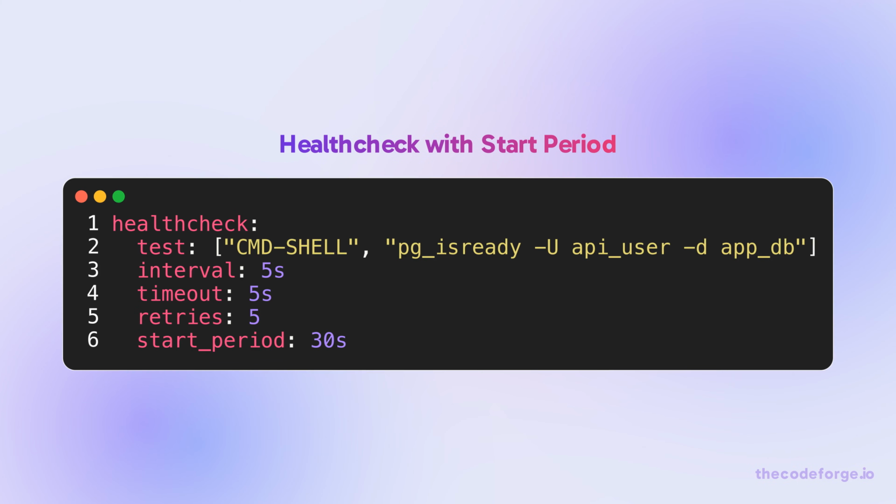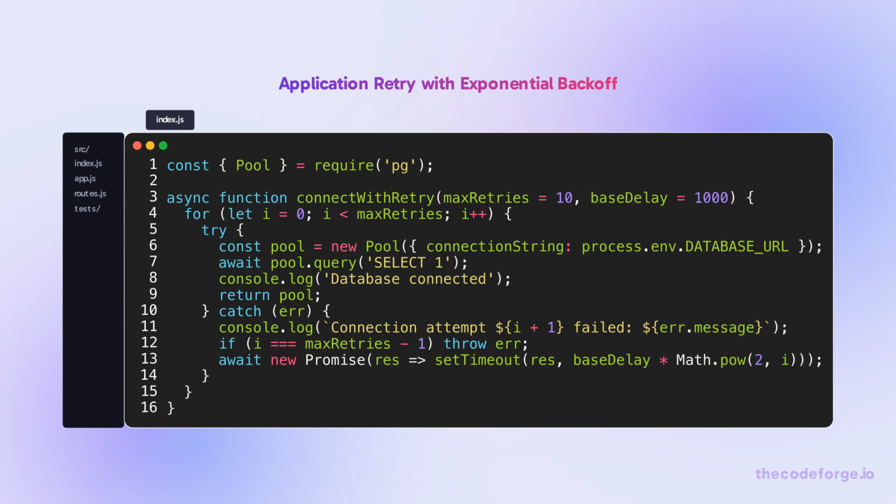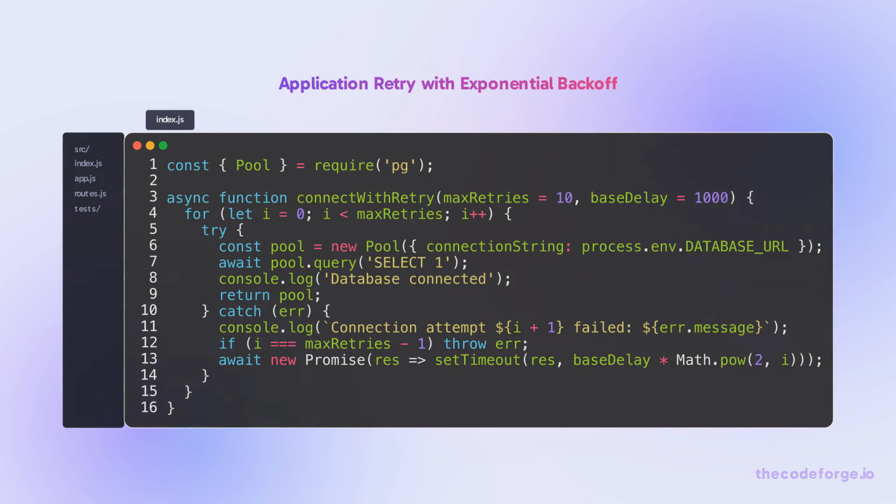The article mentions start_period, but doesn't show it in the Compose snippet. Add a start_period to the Postgres healthcheck to prevent false failures during slow initialization. The article stresses application-level retry, but doesn't provide code. Here's a Node.js example using pg with exponential backoff.